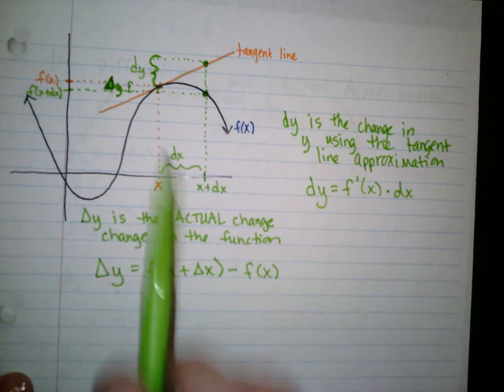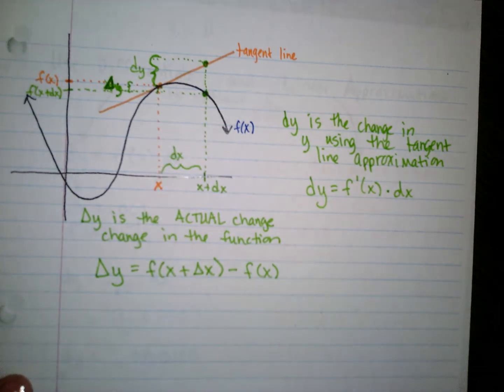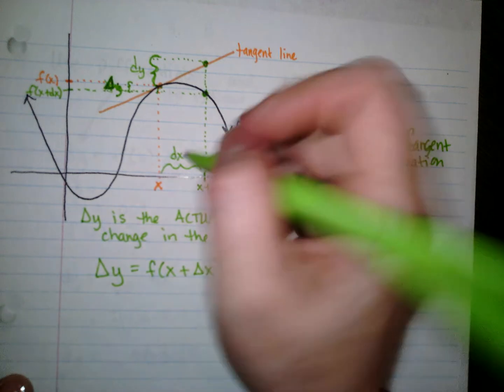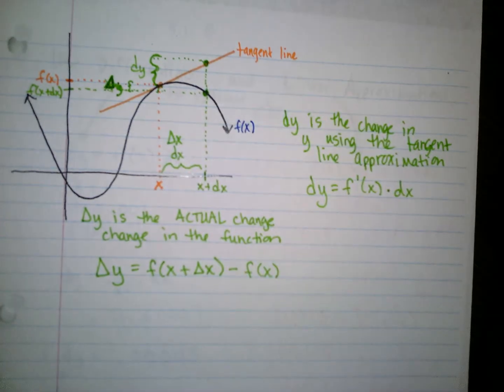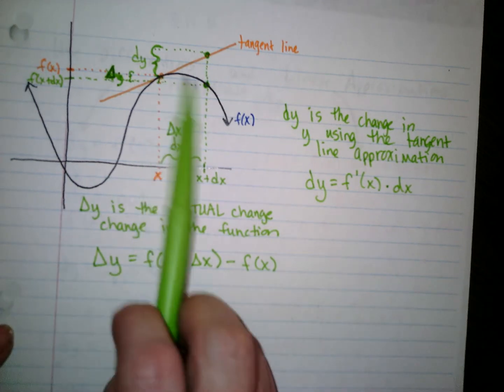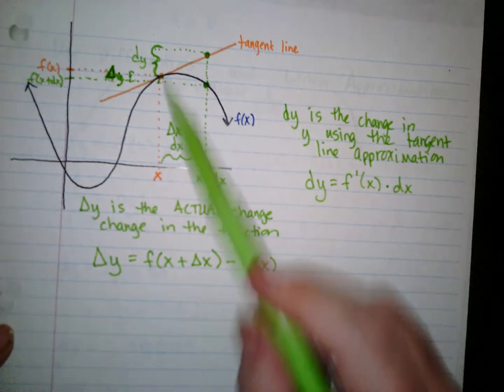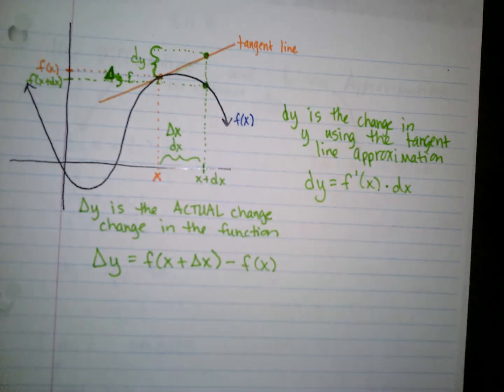Well, dx is the amount of change in x along the tangent line. Delta x is the amount of change in x along the function. Well, it happens to be that those two things are the same. So delta x and dx are the same thing, but delta y is the actual change in the function's height, whereas dy is the change in the height of the tangent line when we go from ordered pair to ordered pair.